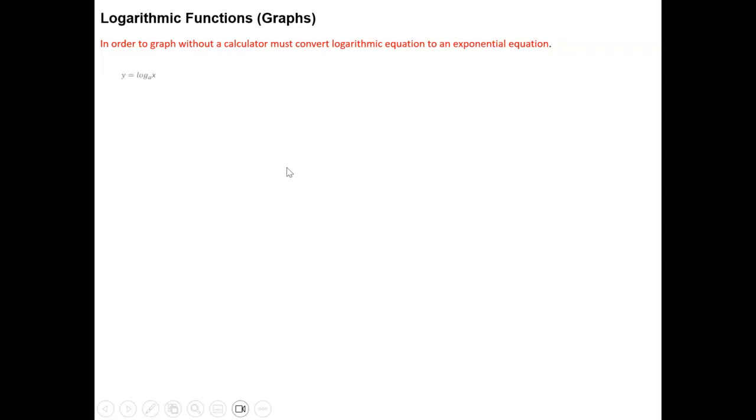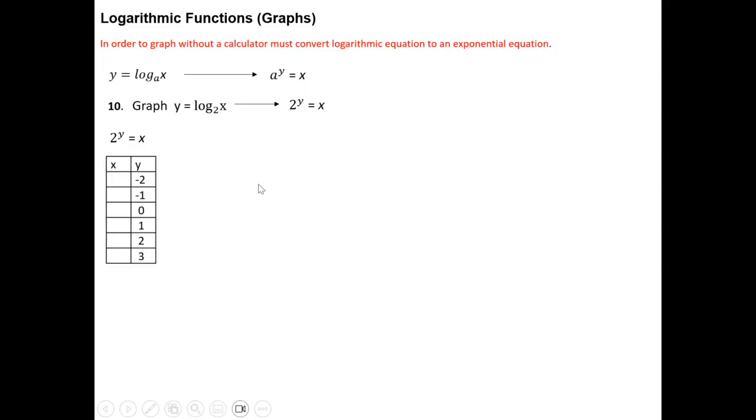Now graphs, logarithmic graphs. To graph logarithmic functions, you have to convert them to exponential. For example, if you graph y equals log base 2 of x, we have to convert it to exponential, which gives us 2 to the y equals x. So this is the function that I'm going to be graphing.